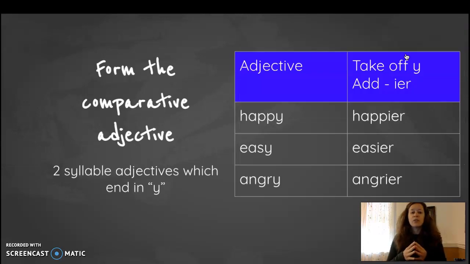If your adjective is two syllables and ends in a Y, we're going to do something very similar, except we're going to take off the Y and add an IER. So happy will become happier. Easy, easier. Angry, angrier.